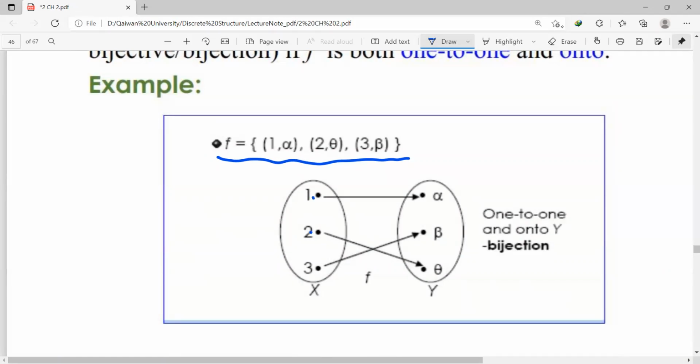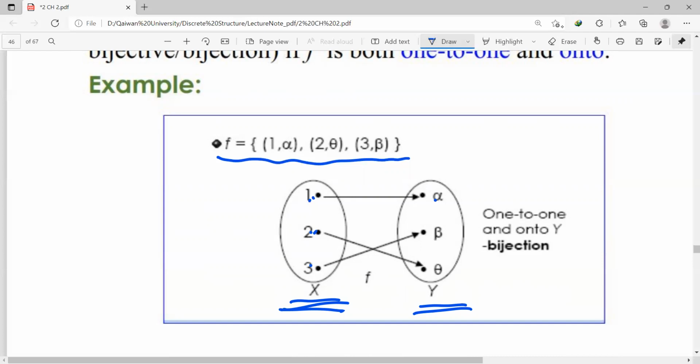Because for all different elements in x, we have different images in y. As you see, the image of 1 is alpha, the image of 2 is theta, and the image of 3 is beta. There are no two elements in x which have the same image. That means it's one-to-one.